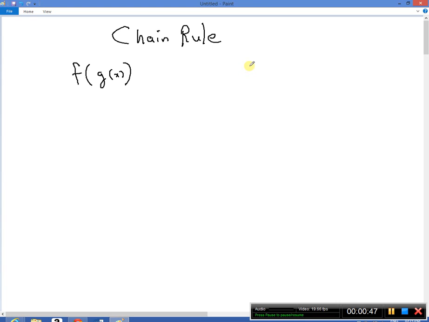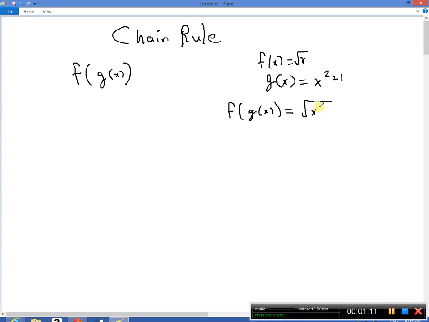But the simplest example would be one that we'll do in a little while. What if f is the square root function and g is the function that takes x and squares it and adds 1? Then what would f of g of x be? Well, that would be the square root of x squared plus 1.